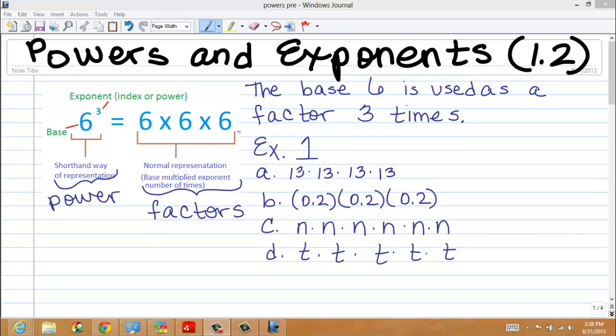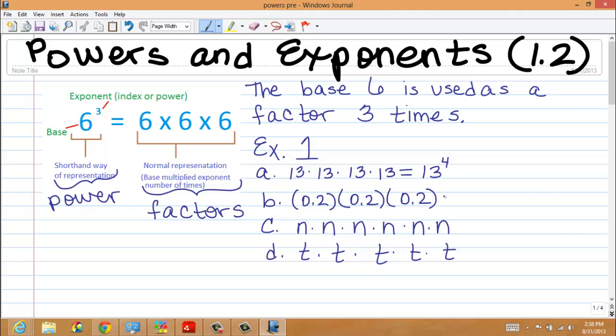So let's go ahead and look at our first example. We're going to be using exponents. We want to write the product using an exponent. So using exponential notation is what that would be called. We have 13 times 13 times 13 times 13. How could we write that in exponential form? Well, the base is being multiplied times itself 4 times. So this would be 13 to the 4th power.